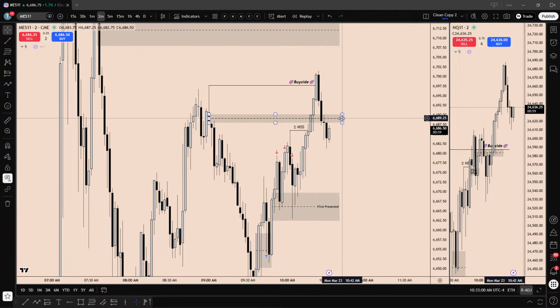All right, let's see if we retest a 2 minute. Still like the idea of trying to get bearish from here. We did hold the bullish breaker.